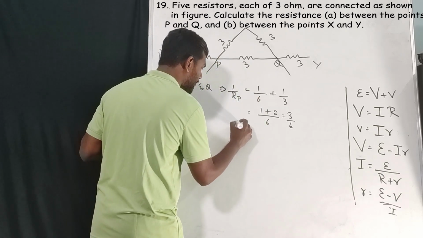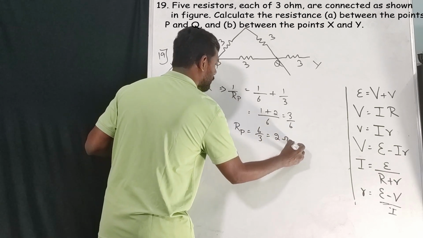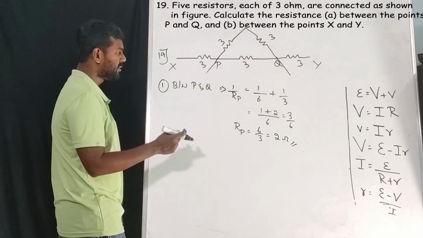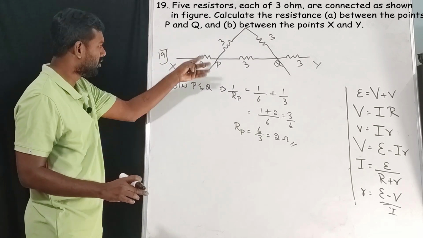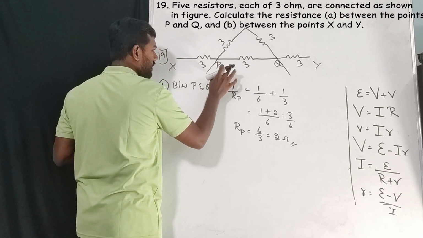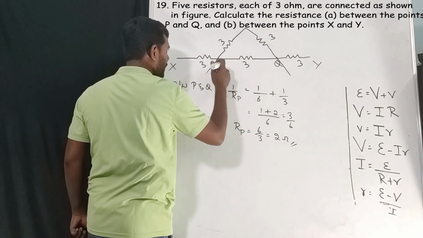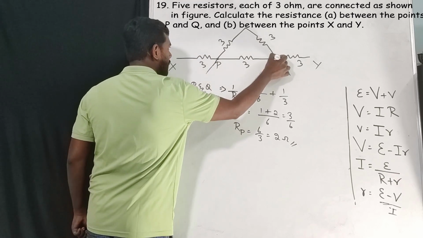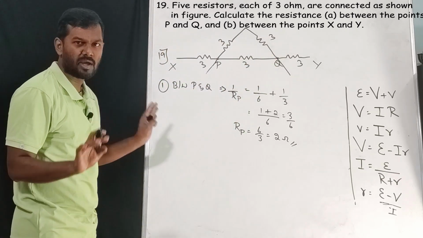We have to find Rp, right? Rp is equal to 6 by 3, that will be equal to 2 ohms. So the resistance between P and Q is only 2 ohms. See, you know how to calculate, right? Don't worry, just you need to think from which point to which point. Whenever they talk about two different points, create a circle. Between those 2 points, from this point to this point, create a circle. In that circle, whatever the resistor comes, we have to calculate.